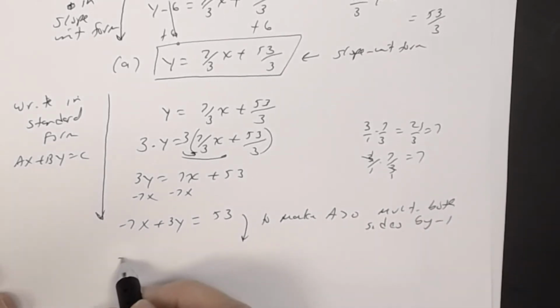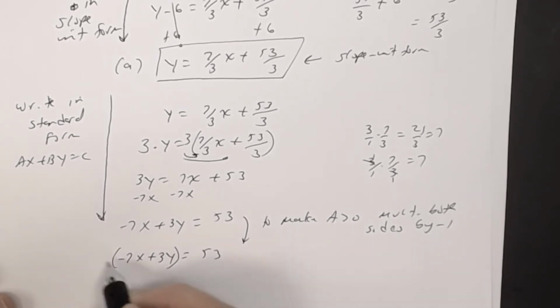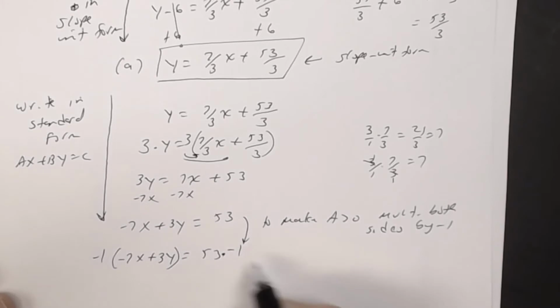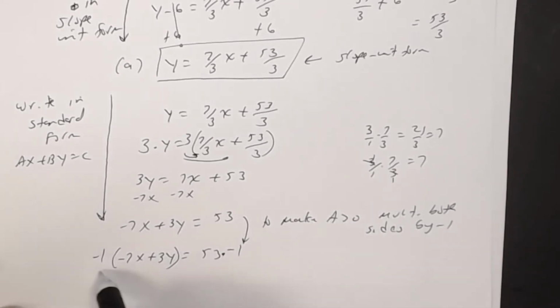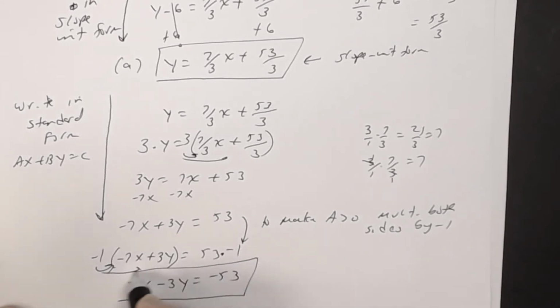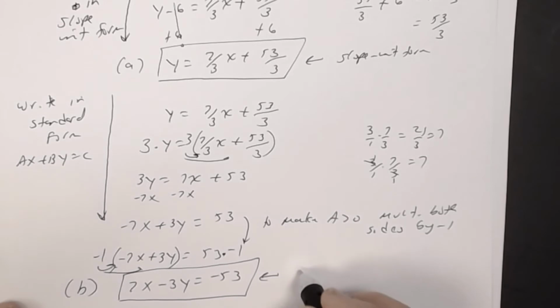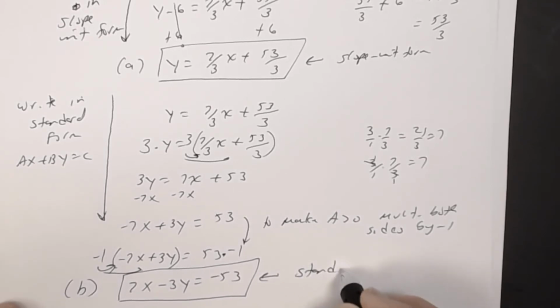All right, so here we go. So I'm going to rewrite this over. And I'm going to say times negative 1 times negative 1. And so when I distribute, my final answer then is negative 1 times negative 7x is 7x. Negative 1 times the positive 3y is a negative 3y equal, and this is a negative 53. So that's your answer for part B. So that's the answer. That's standard form.